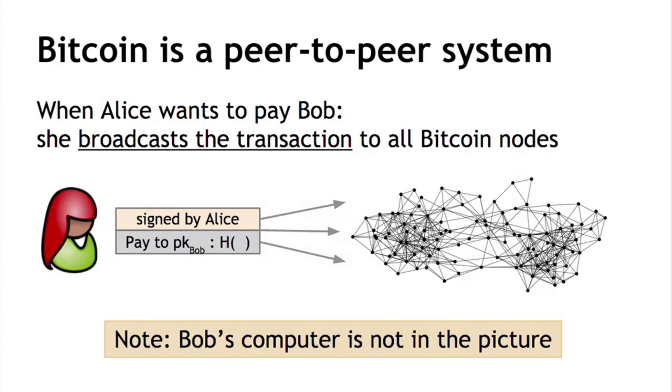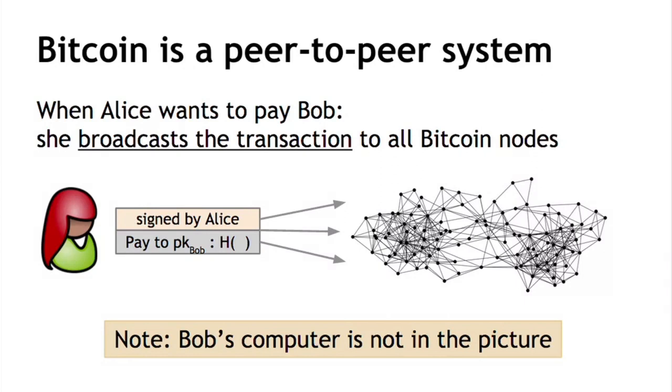And further, it contains a hash. What is this hash? Recall this notion of hash pointers that we saw in the first lecture. So this hash is a way for Alice to link together this transaction or this coin to her receipt of this coin from someone else previously. Right? So those are the things that are contained in this data structure that we call a transaction, and she's going to broadcast that to all of the Bitcoin peer-to-peer nodes. And notice something funny here. Bob's computer is nowhere in this picture.